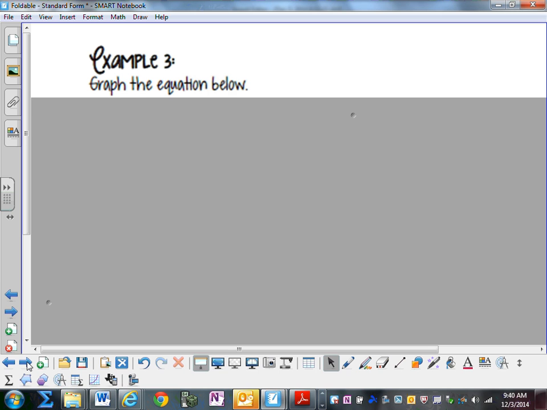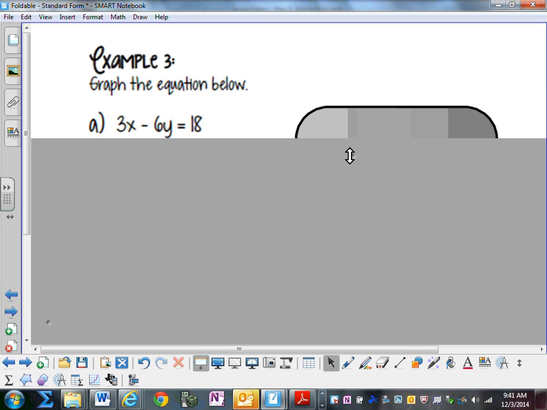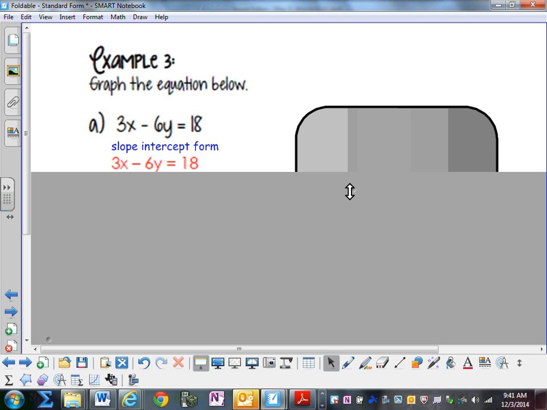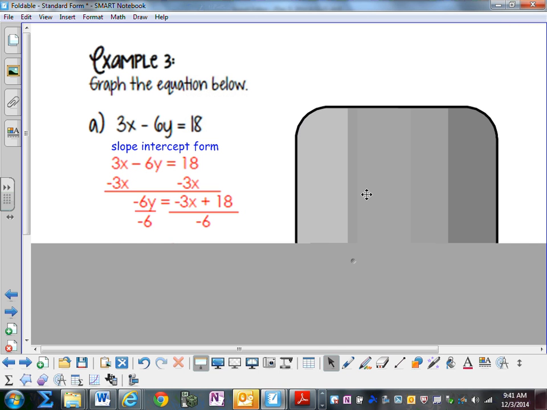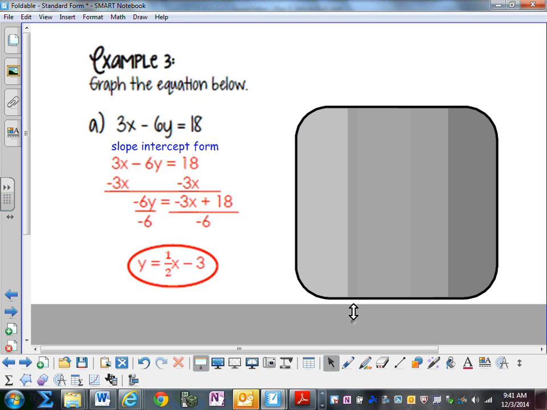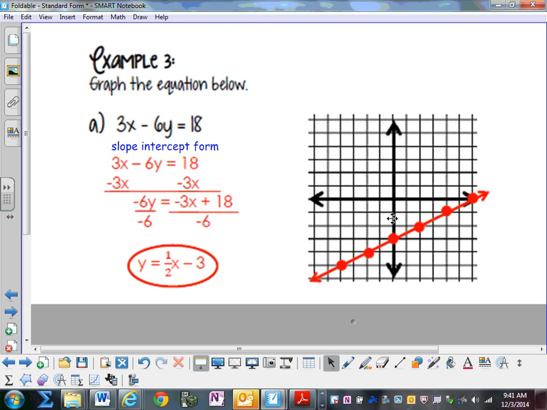So now we're going to graph. Example 3, graph the equation below. 3x minus 6y equals 18. One way we could do this is rewrite it in slope-intercept form, and then graph the equation. So when we rewrite this in slope-intercept form, y equals 1/2 x minus 3.